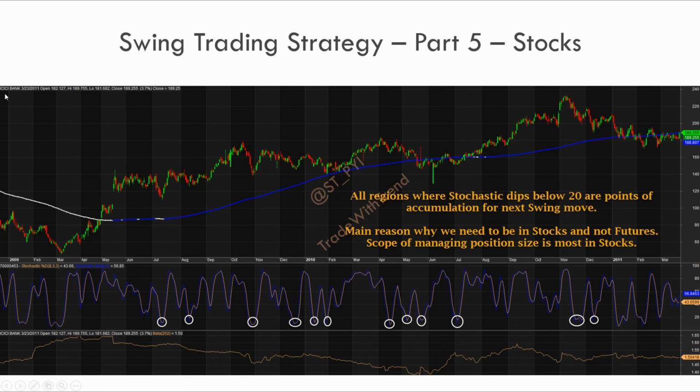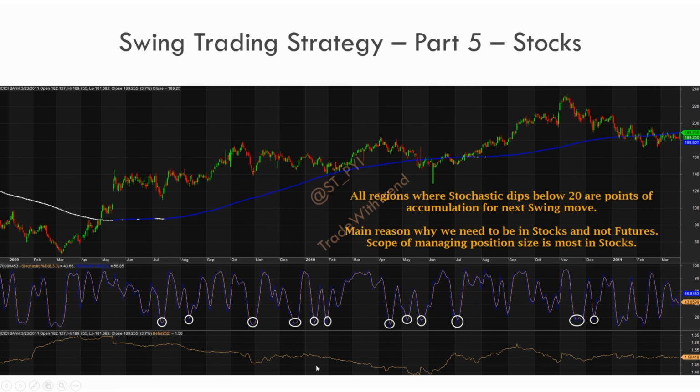So this is ICICI Bank between 2009 and 2010. As price moved above the 200-day moving average, we are not entering the trade. What we are doing is waiting precisely for the points when stochastic 8,3,3 and 8,3 touch 20 or dip below it. The moment you see the stochastic below the 20 level, I have marked it at the various points here, right?